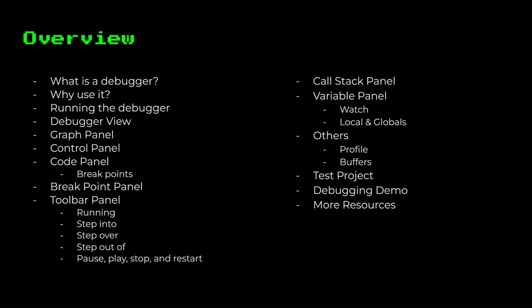Why use it? It saves so much time, and when compiling multiple people's code together, that can be very, very beneficial. So, an overview of what we're going to go over. First off, what is a debugger? Why use it? How to run the Debugger View, along with its corresponding panels, including Graph Panel, Control Panel, Code Panel, Breakpoint Panel, Toolbar Panel, Call Stack Panel, Variable Panel, and Other Panel. After that, we'll be going over the code for a test project and a debugging demo with a bugged version of that code. And finally, going over more resources if you want to learn about these topics more in depth.